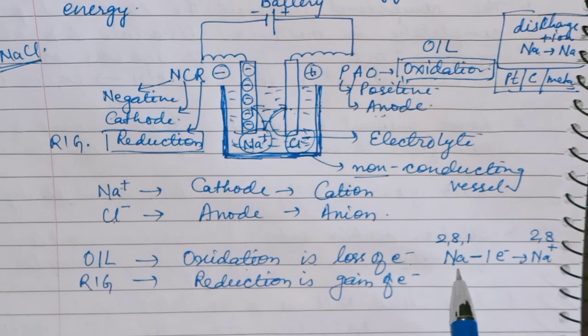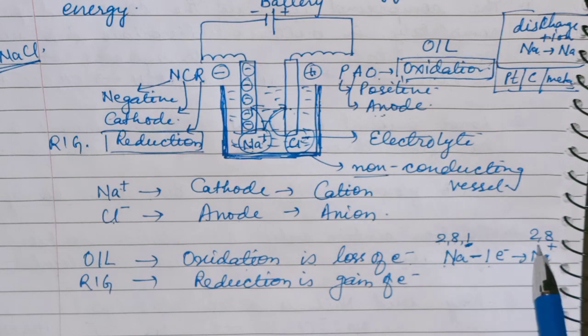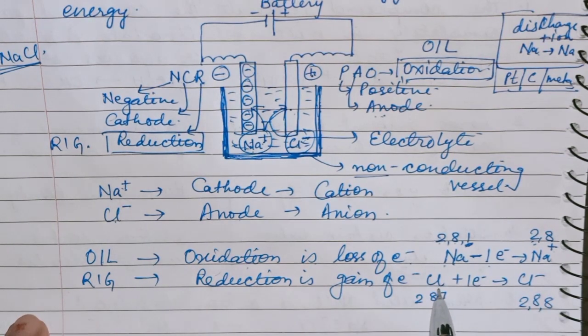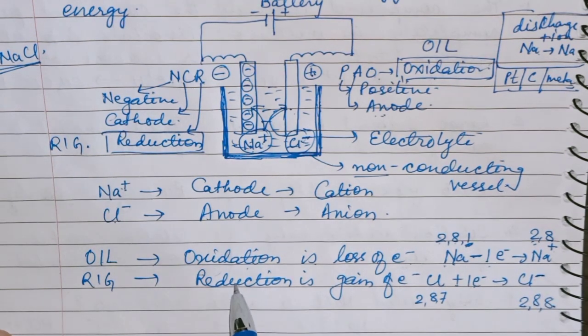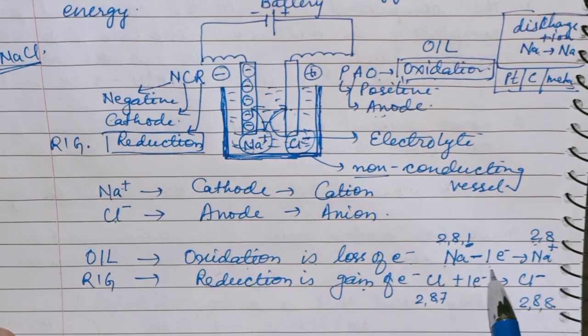For oxidation of sodium, see here, its electronic configuration is 2, 8, 1. Loss of electron means we are removing one electron from sodium. So this electron is removed, and Na becomes Na plus after the loss of one electron. The electronic configuration of Na plus will be 2, 8. So you can say that sodium is oxidized. For chlorine, the electronic configuration is 2, 8, 7. Reduction is gain of electrons, so here an electron is gained by chlorine. One electron we are adding, so it will be 2, 8, 8 now, and a Cl minus ion will form. So when a minus ion forms, an electron is gained by the atom, and when a plus ion forms, an electron is lost by an atom.